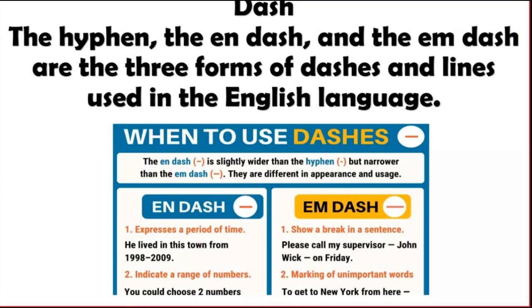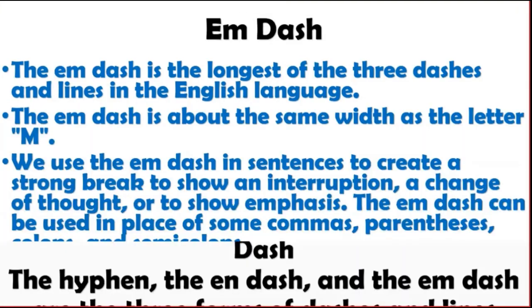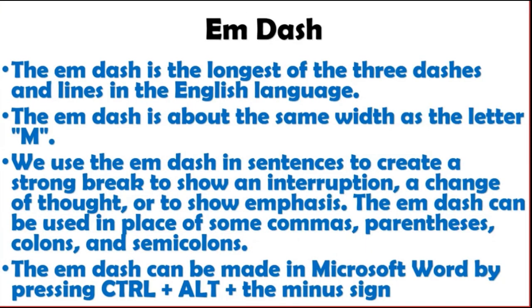Now we shall move to the dash. I told you there are two types of dash, the M dash and the N dash. As I told you, the N dash is smaller and the M dash is a bit bigger. Now what is the use of the M dash? The M dash is the longest of the dashes, so it is the longest line. It is almost the size of an M.